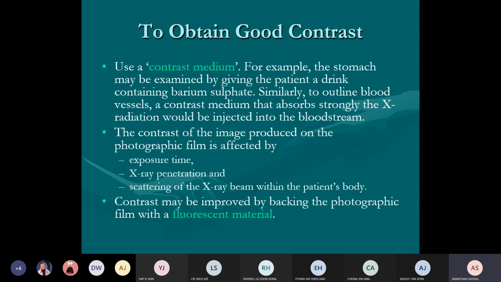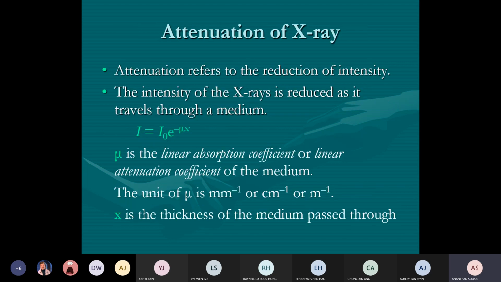Okay, so we are almost done with X-ray. The last part we're going to talk about is something called attenuation of X-ray. Actually, the term attenuation is used in telecommunication. What is meant by attenuation is reduction of power. In telecommunication, we say reduction in the signal power, attenuation.